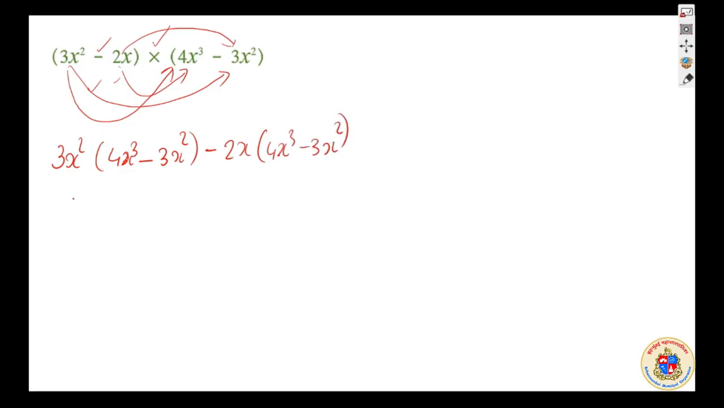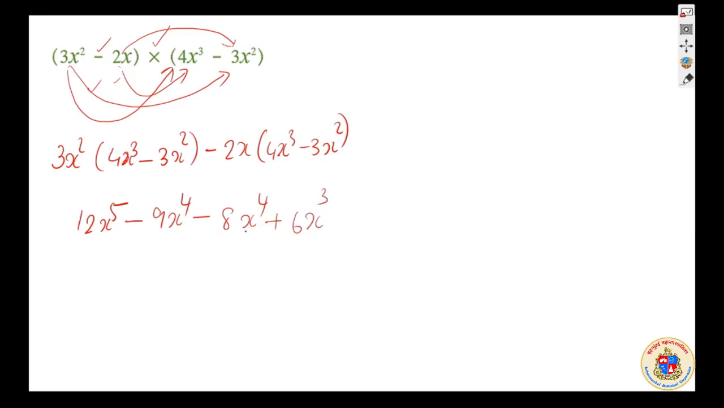So here it becomes 12x raised to 5, then 3x square times minus 3x square, here it is minus 9x raised to 4, then minus 2 into 4, minus 8x cube times x, it becomes minus 8x raised to 4, then minus 2x into minus 3x square, it becomes minus into minus plus, and here it is 2 into 3, 6x cube.